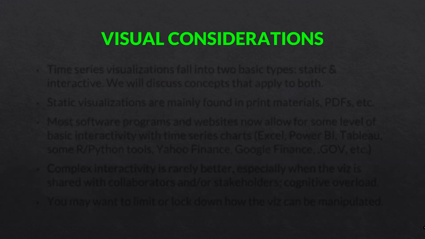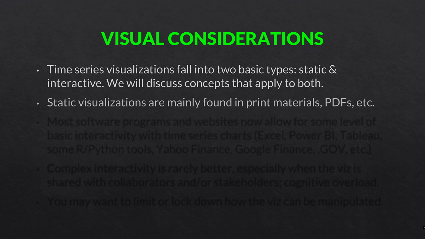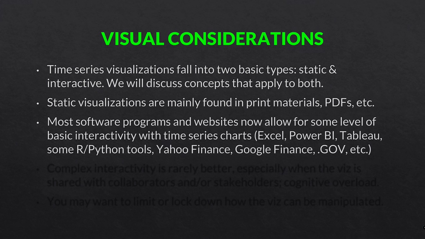Let's get started. Visual considerations. Time series visualizations fall into two basic types, static and interactive. We will discuss concepts that apply to both. Static visualizations are mainly found in print materials, PDFs, and so on. Most software programs and websites now allow for some level of basic interactivity with time series charts.